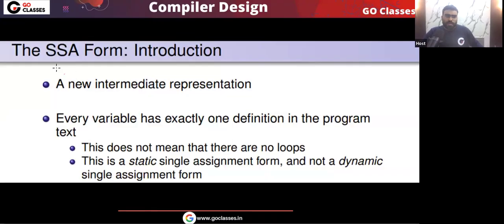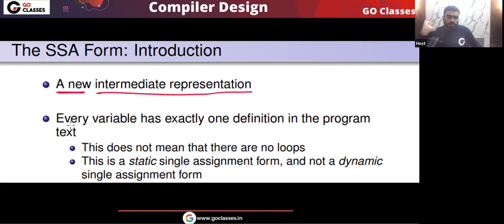So very simple point, remember, SSA is a new intermediate representation. We have already seen three address code, which was another intermediate representation. Both are different. Some student was asking, are they same? No, they are not same. They are different. Static single assignment is different, and three address code is different.